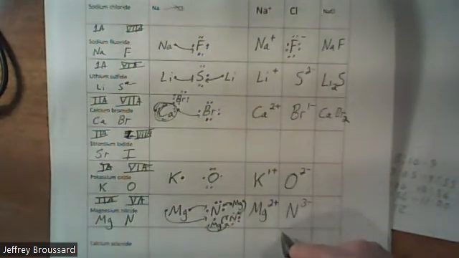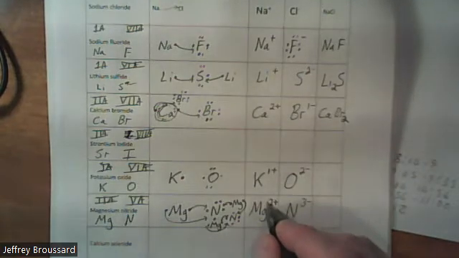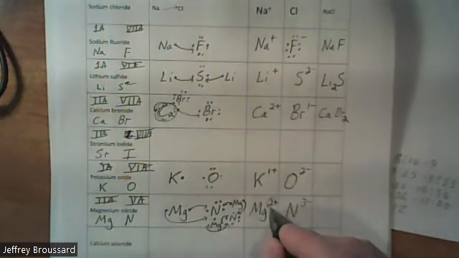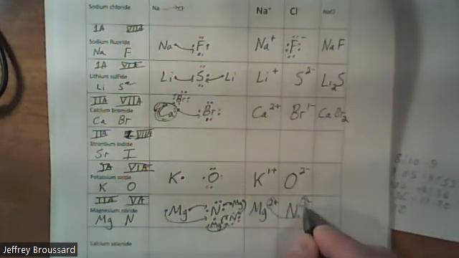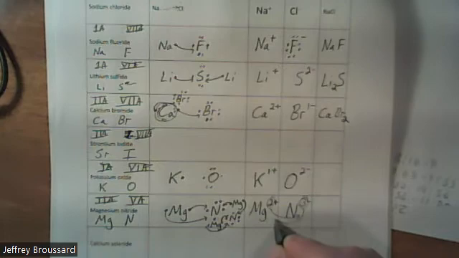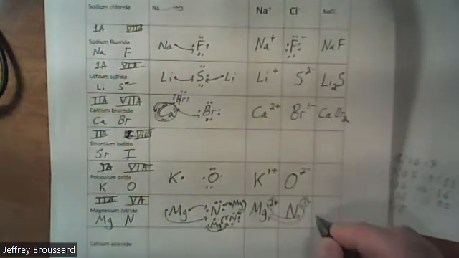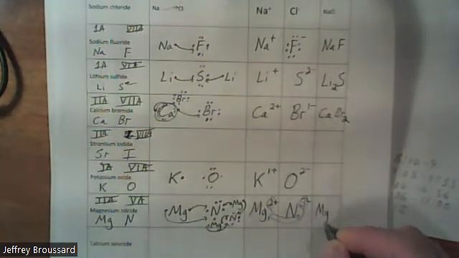There's an easier way to do this. If you take this number and bring it down here, and this number and bring it down here, that becomes Mg3N2.